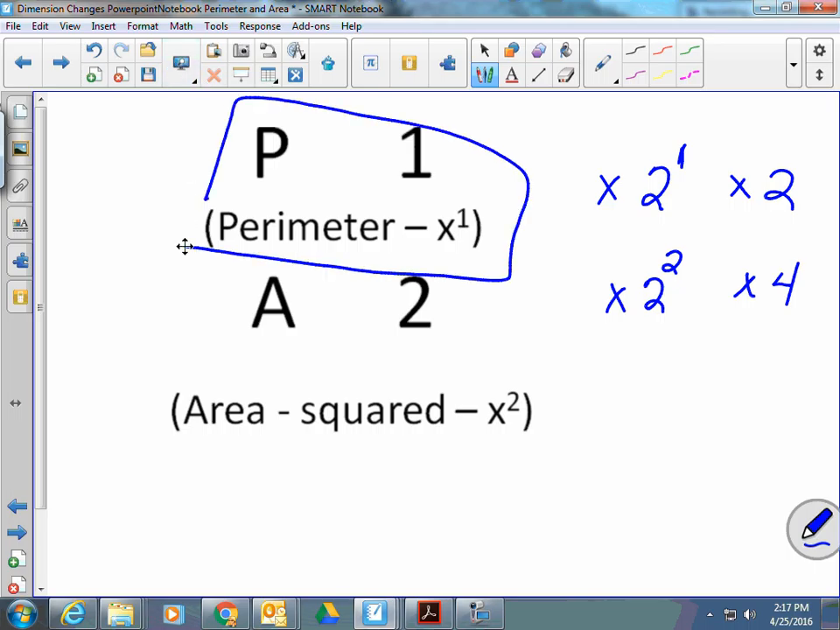Whenever they're talking about perimeter, just know that it's to the first power. So however they change your dimensions, that's how you change your perimeter. Whenever you're talking about area, however they change your dimensions, you have to square it. If they tell me it's getting 16 times bigger, I have to square that number. Are you with me? That tells me what a new area is going to be.